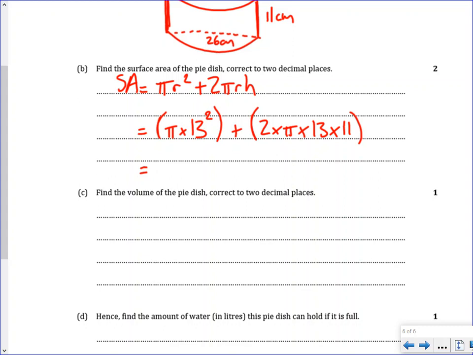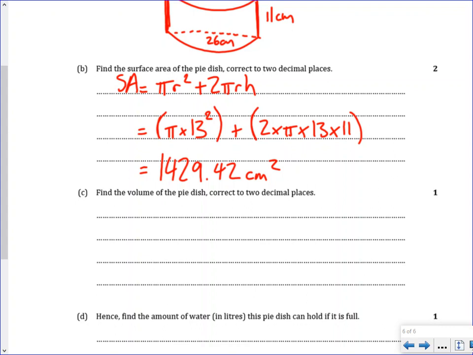Which equals 1,429, and here we're doing 2 decimal places, so 0.42 centimeters squared. Don't forget the units, don't forget to round at the end of the question.